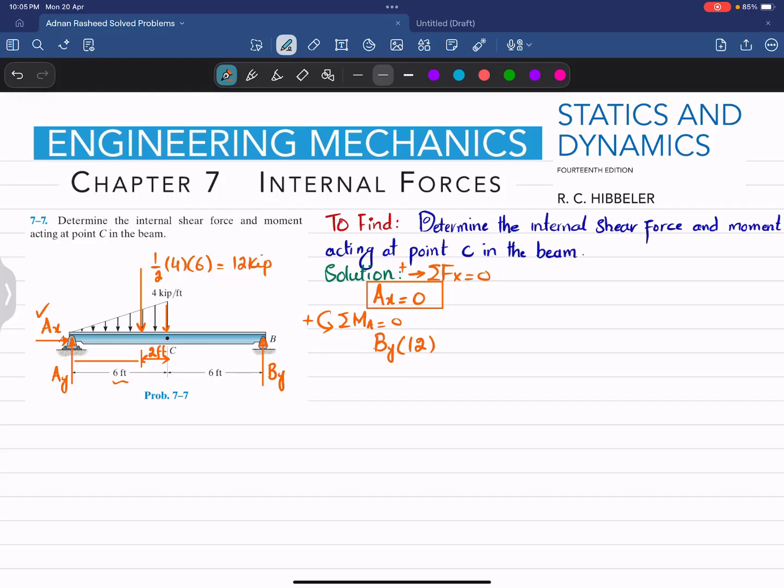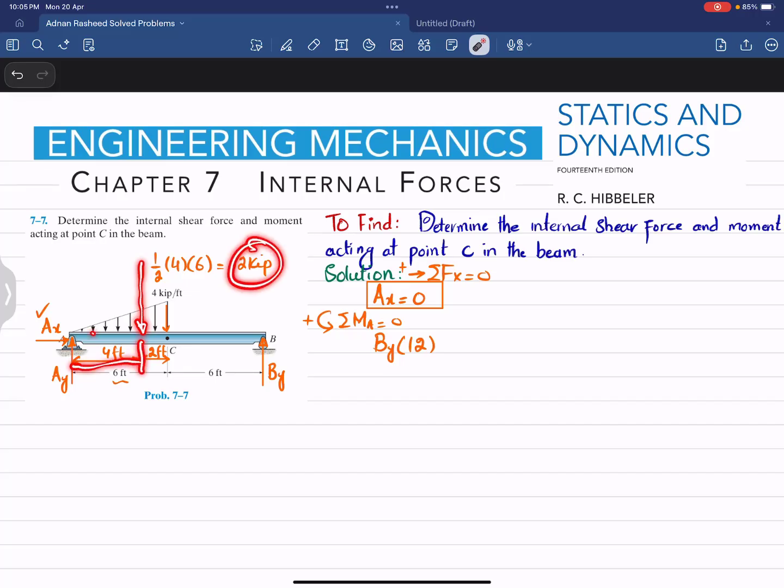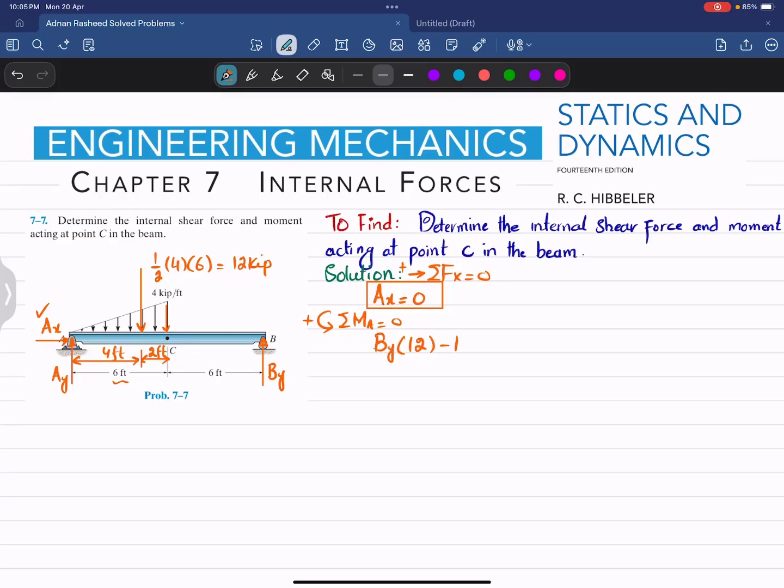So L is 6, 6 by 3 is 2, so 2 feet from this side, and the remaining will be 4 feet. So the moment produced due to this force will be 12 multiplied by the perpendicular distance of 4 feet, and this is producing clockwise moment, so it will be taken as negative. So minus 12 multiplied by 4 is equal to 0. So 12 BY minus 48 is equal to 0, and 12 BY is equal to 48. Dividing 12 on both sides, we get BY equal to 48 divided by 12, and this will give you 4.